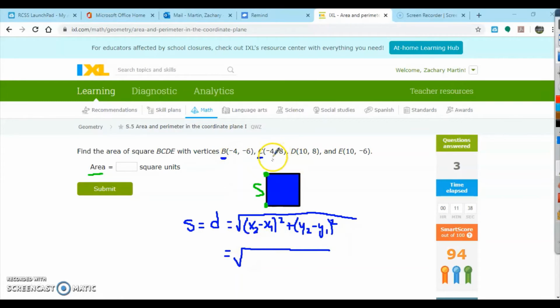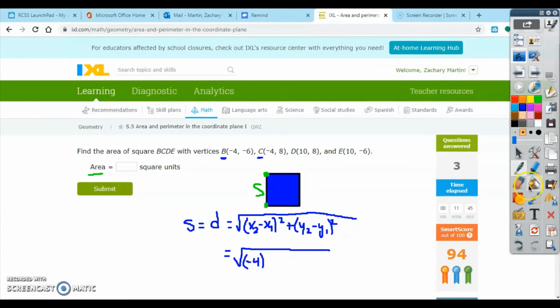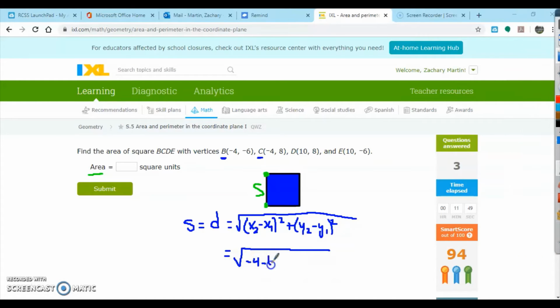So x2, negative 4, that's negative 4 minus, right? So we're not going to multiply that yet, minus negative 4. All right, well, that's going to be pretty easy. Subtraction. Negative 4 minus a negative 4, that's just 0. Of course, we're going to square it. 0 squared, still 0. And then we have 8 minus negative 6.